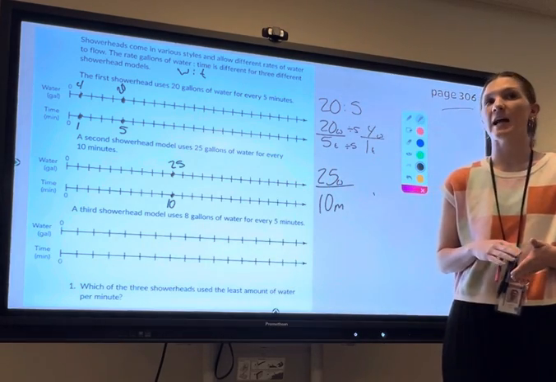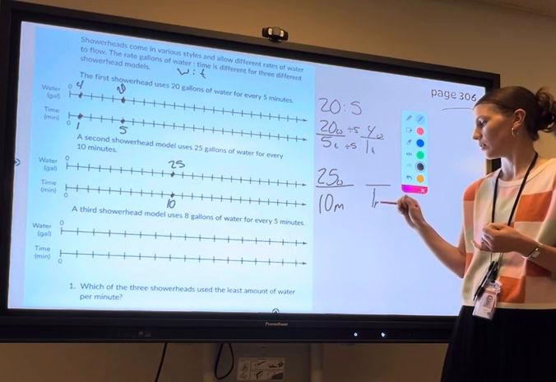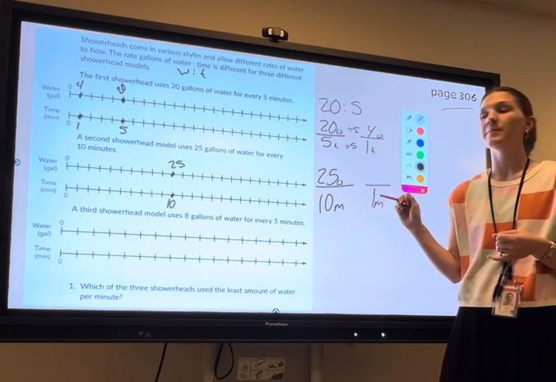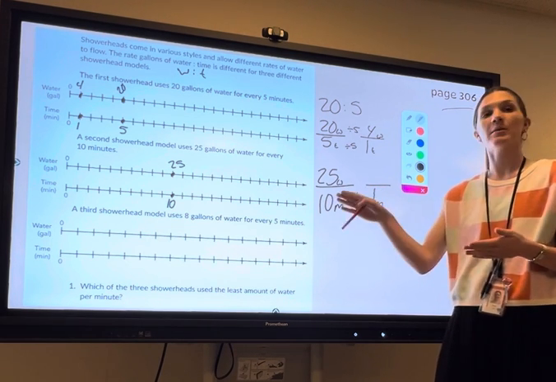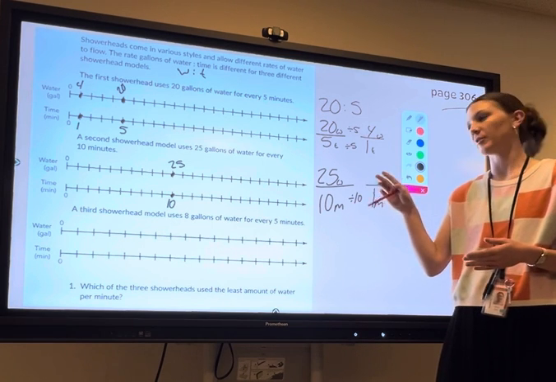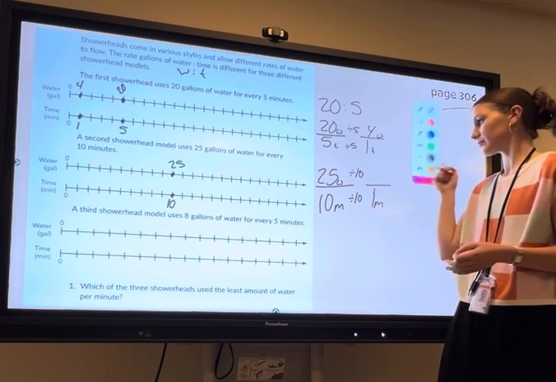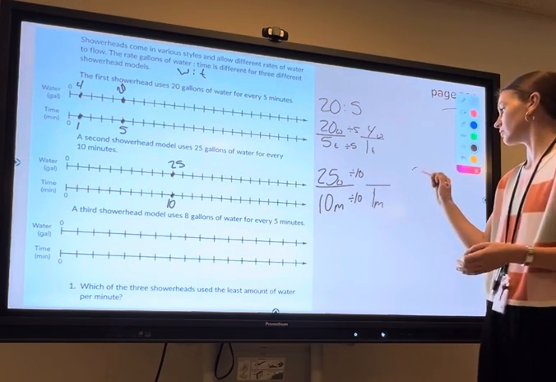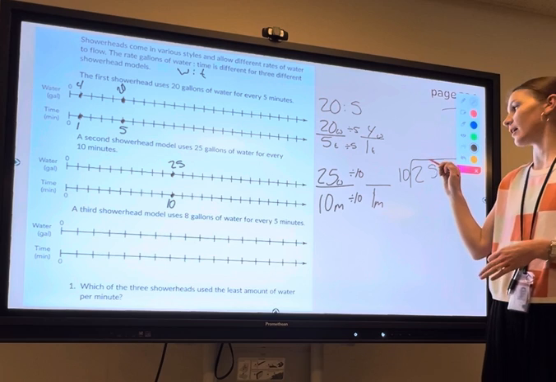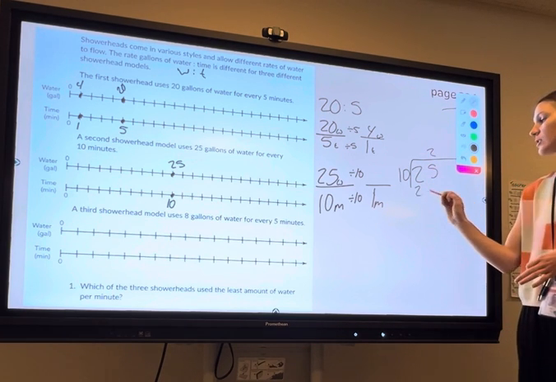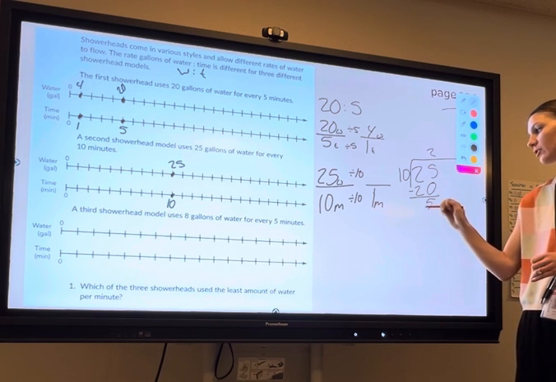If I wanted to know how many gallons I use for 1 minute on this shower head, I would need to go from 10 to 1. I'm dividing, 10 divided by 10 equals 1, right? If I divide the bottom of my ratio, I need to divide the top of my ratio. 25 divided by 10. If I don't know that, I can work that out. 10 goes into 25 2 times because 10 times 2 is 20. When I subtract 25 minus 20, I have 5 left over.